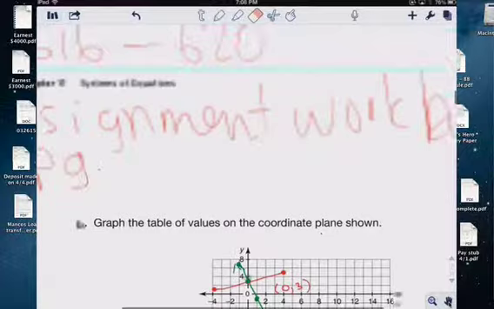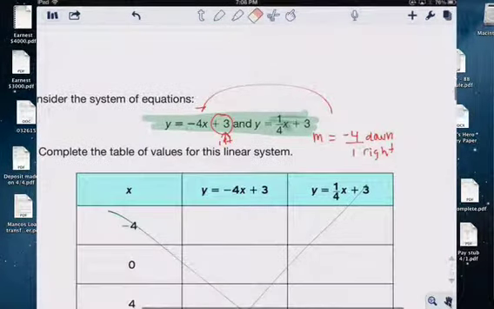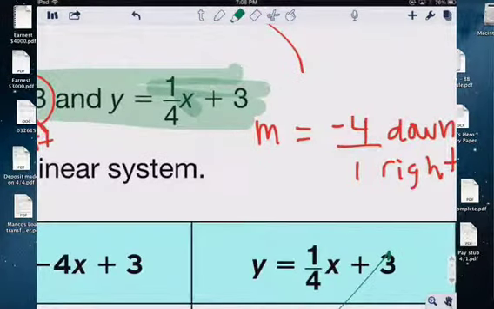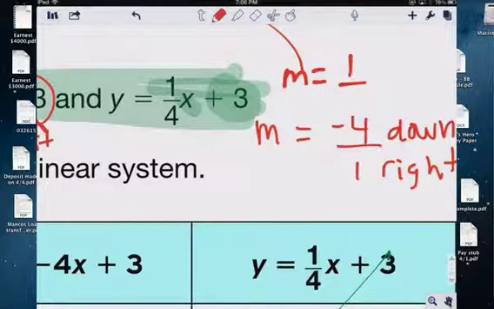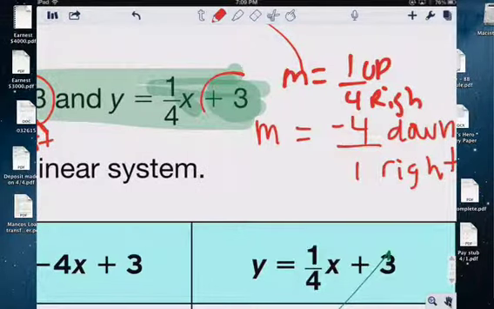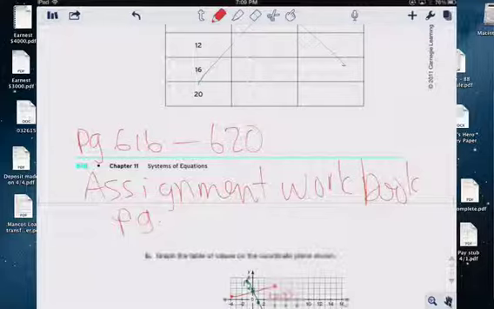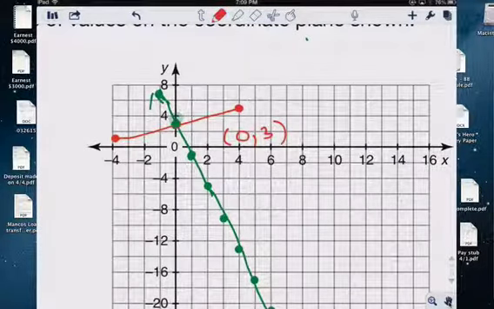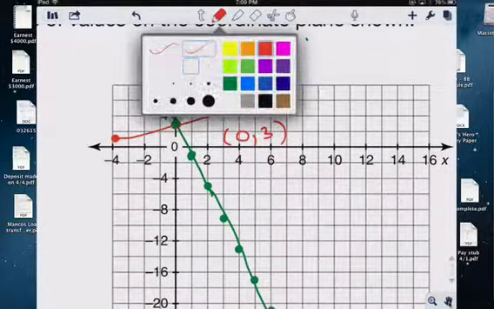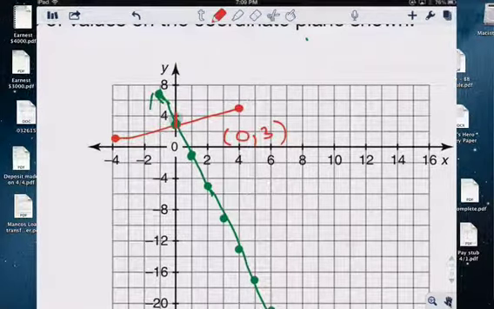And the same thing on the other one, if you're going to graph the red one, the y-intercept is at 3 also. This is 3. Your slope is 1 over 4. That means you go up 1, right 4. You start at 3 on the y. So you find 3 on the y, and go up 1. So I went up 1, right there, and over 4. 1, 2, 3, 4. There you go.